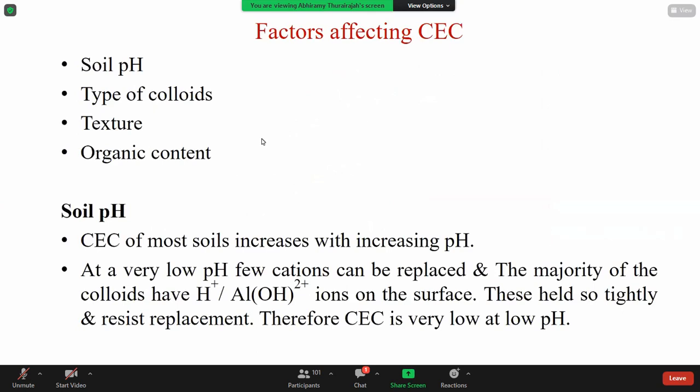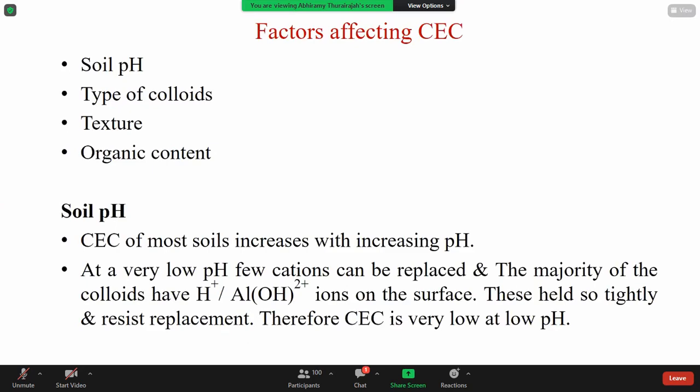At very low pH, few cations can be held, and the majority of the colloids have H+ and AlOH2+ ions on the soil. Low pH means the concentration of H+ ions is high. So the H+ and the AlOH2+ ions are held so tightly that they resist the exchanging of cations. Therefore CEC is very low at low pH.